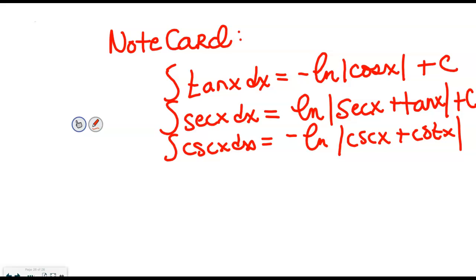Are we good with those? Then the Pythagorean triples, you should have, not triples, but trig identities. You should have this memorized. What is it? What's 1 plus tangent squared? Say secant squared x. Secant squared x. There we go.